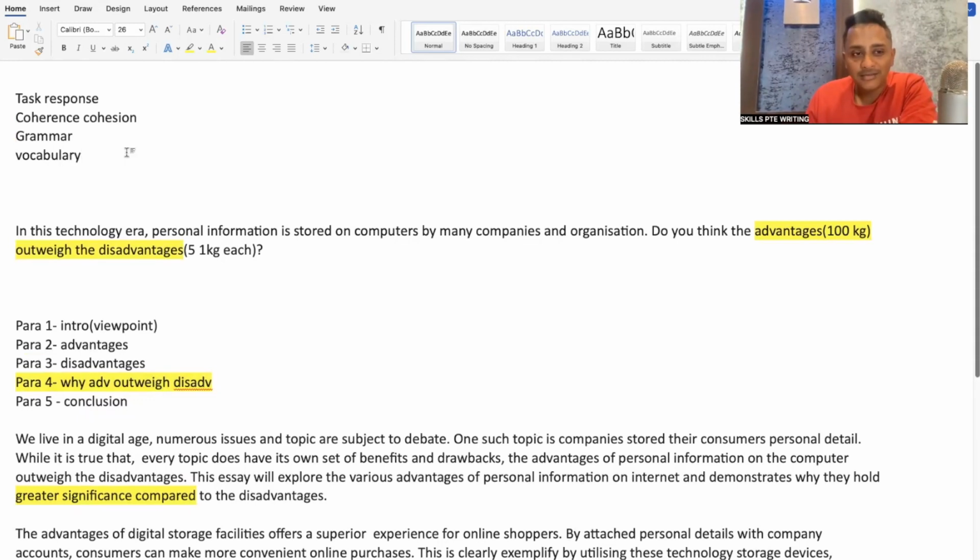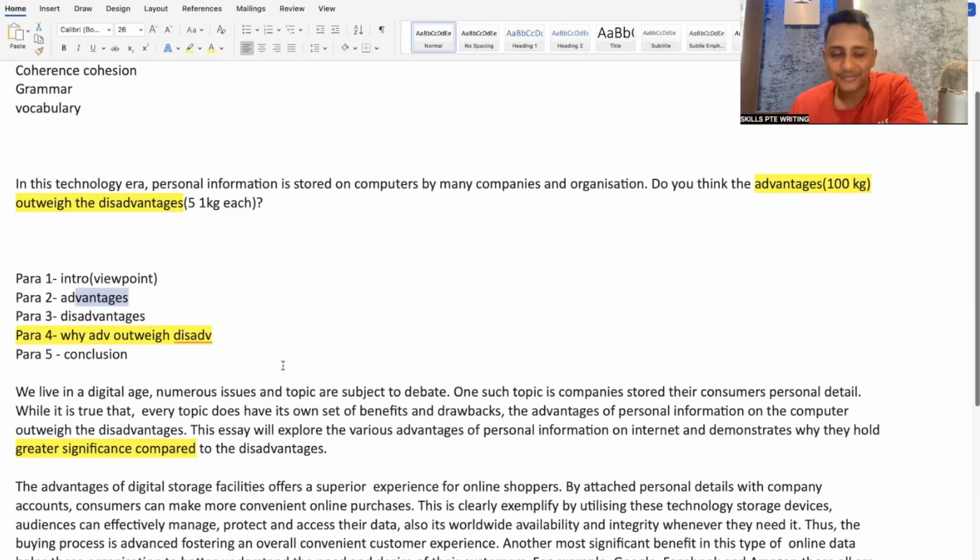So let's review this essay with respect to these four things. When you write task response, each and everything in the question has to be addressed. Meaning you need to have para 1, para 2, para 3, para 4, para 5. And para 2 and para 3 should have significant advantages and not so significant disadvantages. In para 4, you have to talk about outweigh. If these are correct, then your task response is correct. Otherwise, task response can't be good.